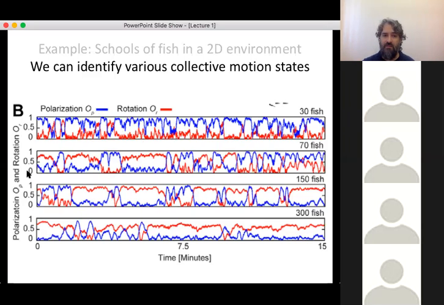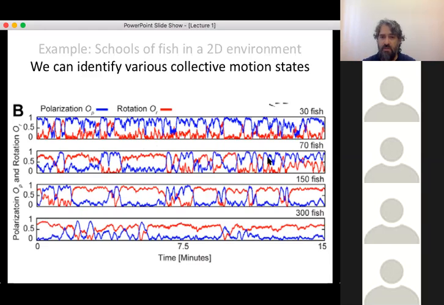But in the case of 70, you remember they were really milling very well. They were not very well polarized, but you can see this very clearly here because the rotation order parameter goes up. And this is actually true for all the other cases. This means that above a certain number of fishes, the fishes will stop just creating a swarm, they will start milling.